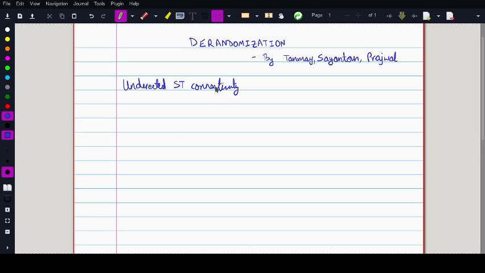So the problem is simple. You are given a graph and two nodes S and T, and what you need to check is whether S and T are connected. If we want to define the language formally, we could define it as the set of all encodings of G, S, T such that there exists a path from S to T. So that's simple enough.